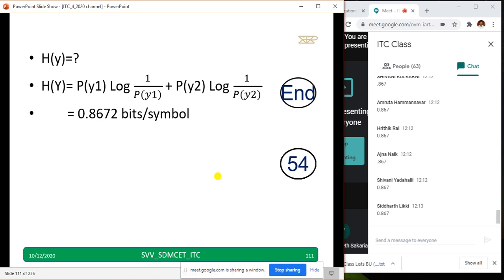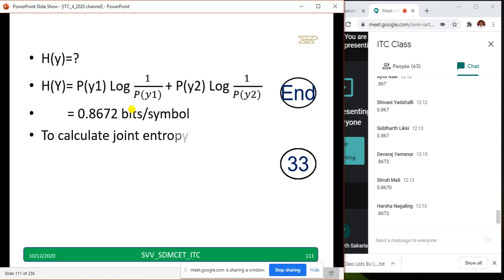Take another 10 seconds. Siddharth got the same answer, 0.86. Take another 10 seconds. I want everybody's name in the chat box. Devraj, Siddharth, Shivani, all are getting the same answer, 0.8672 73 something. And let us go to the next. Shruti Mali got the same answer. Harsha got the same answer. Good, Harsha.